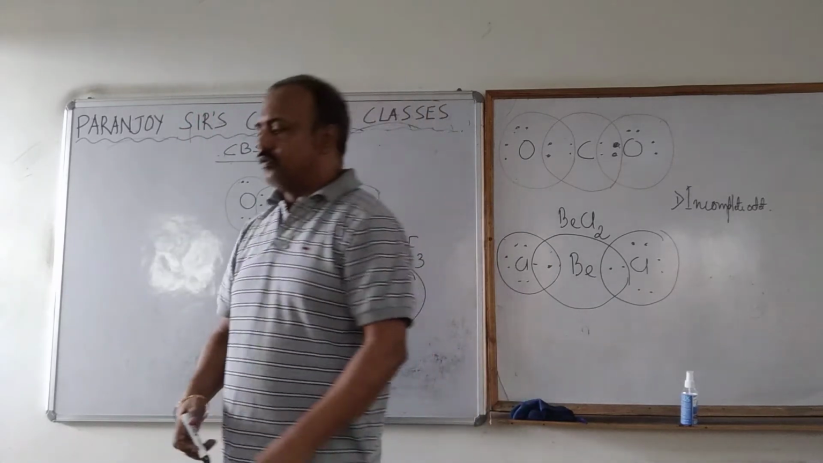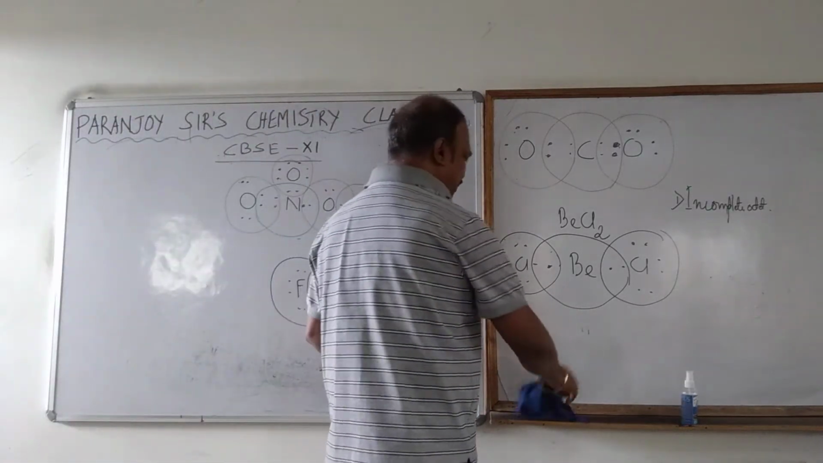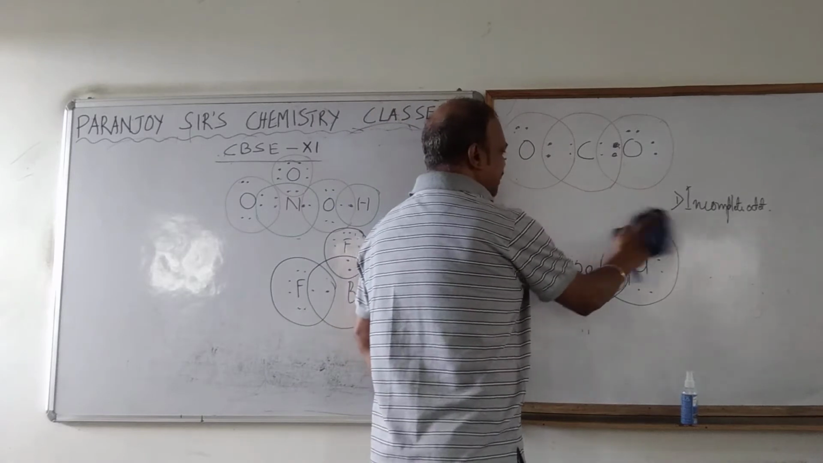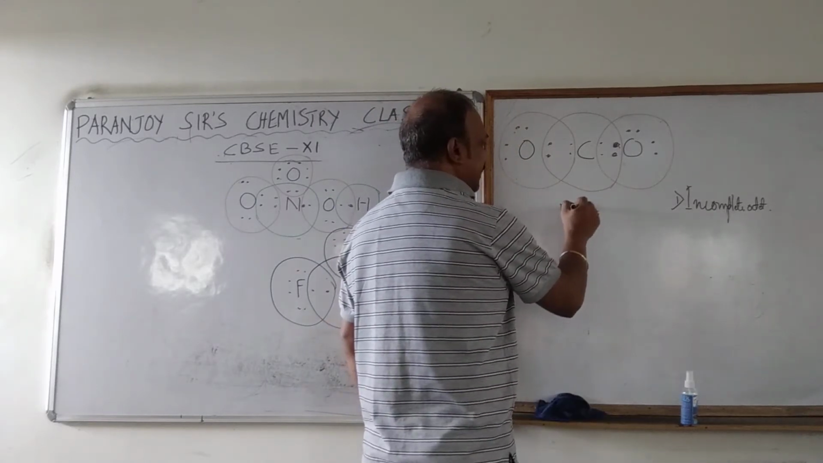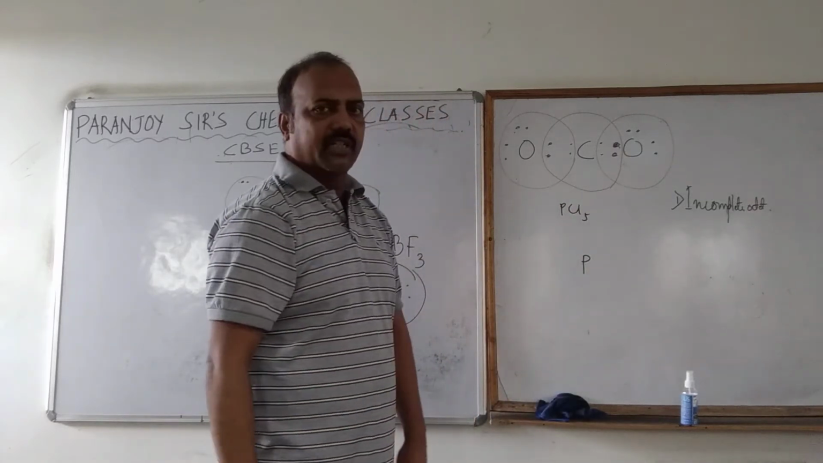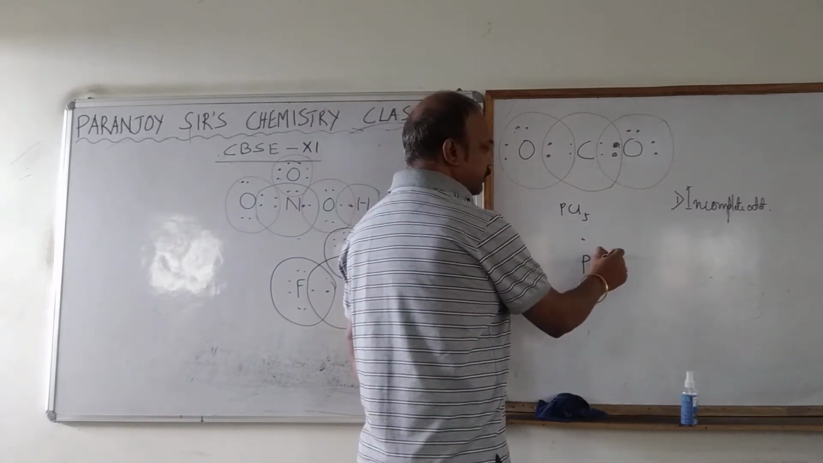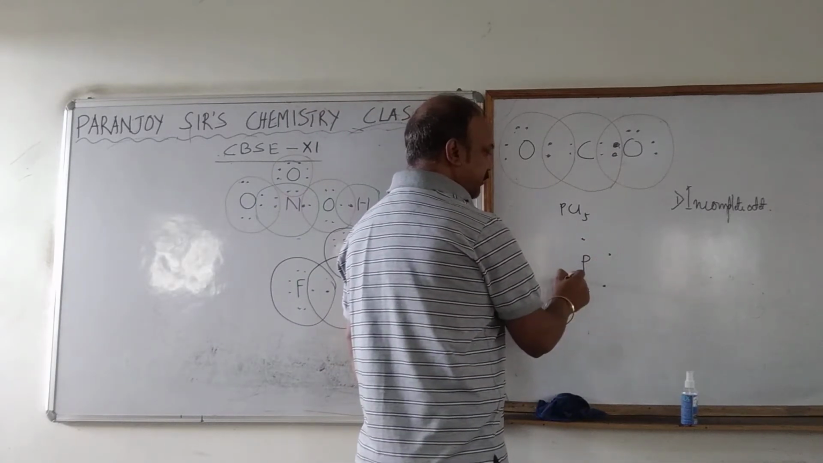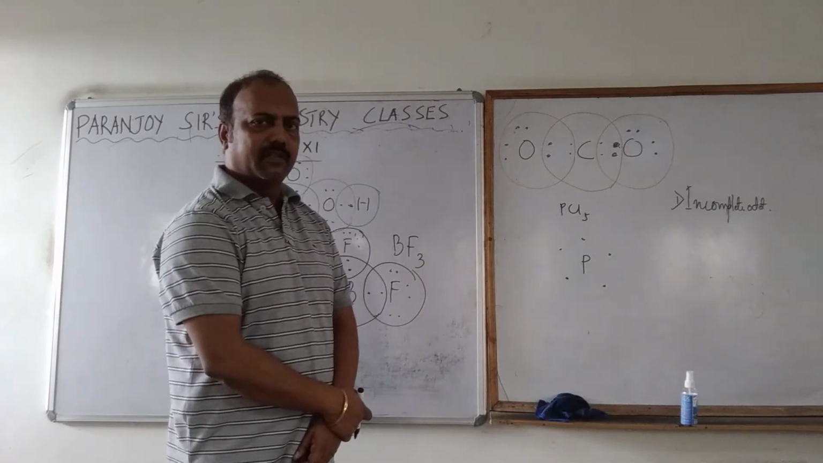Let us do one more. PCl5, phosphorus pentachloride. Let us do it. So phosphorus has 5 electrons in its outermost shell: 1, 2, 3, 4 and 5. 5 electrons in its valence shell.